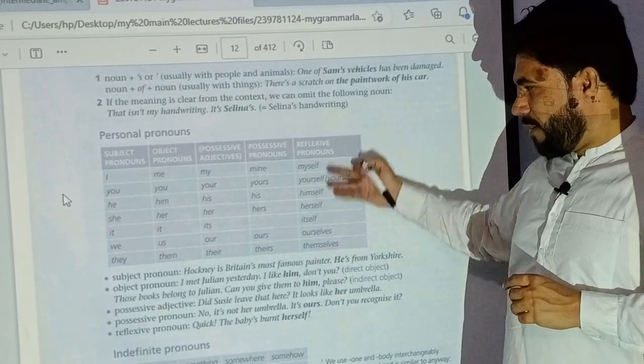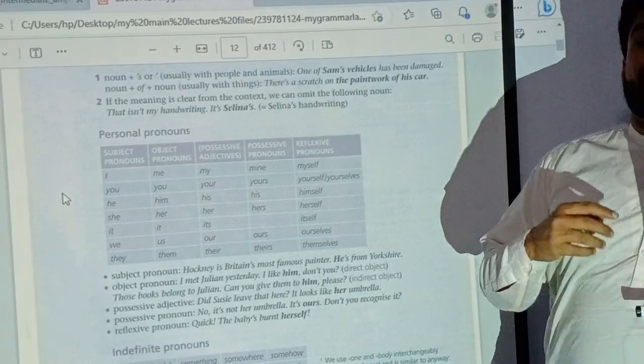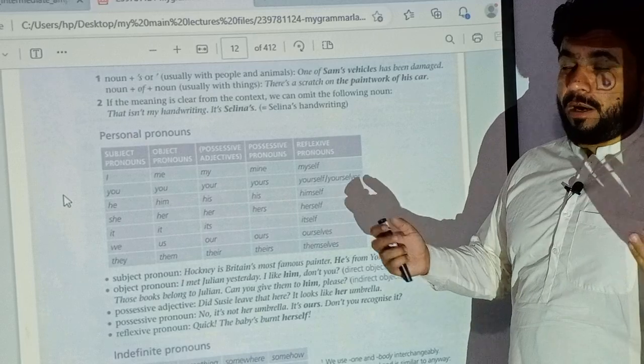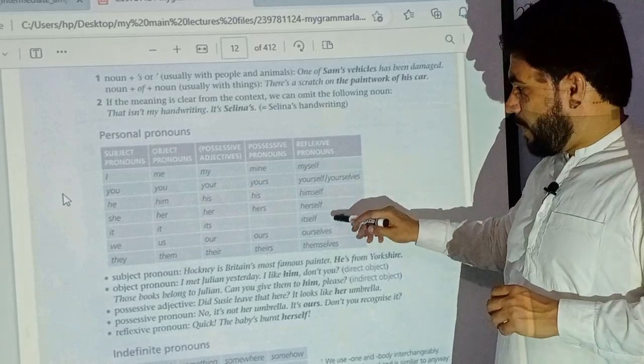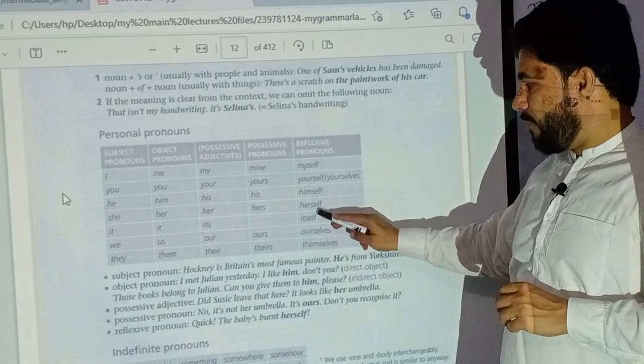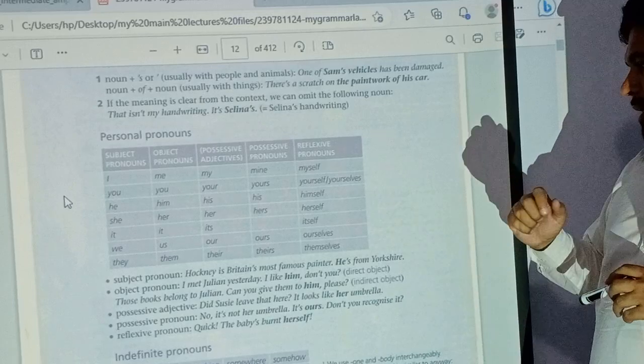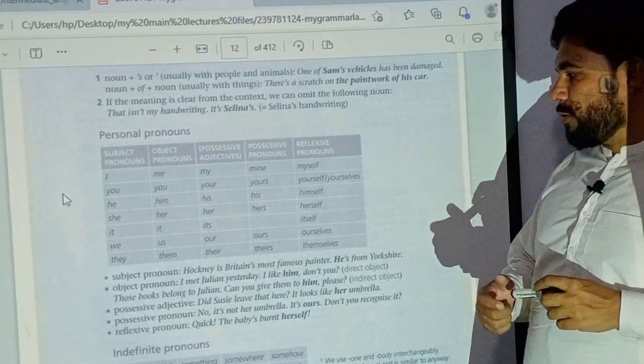And here we've got the reflexive pronouns. They can also be referred to as emphatic pronouns depending on how they are used. So myself, yourself, yourselves, himself, herself, itself, ourselves, themselves. Right? So these are the types of pronouns.